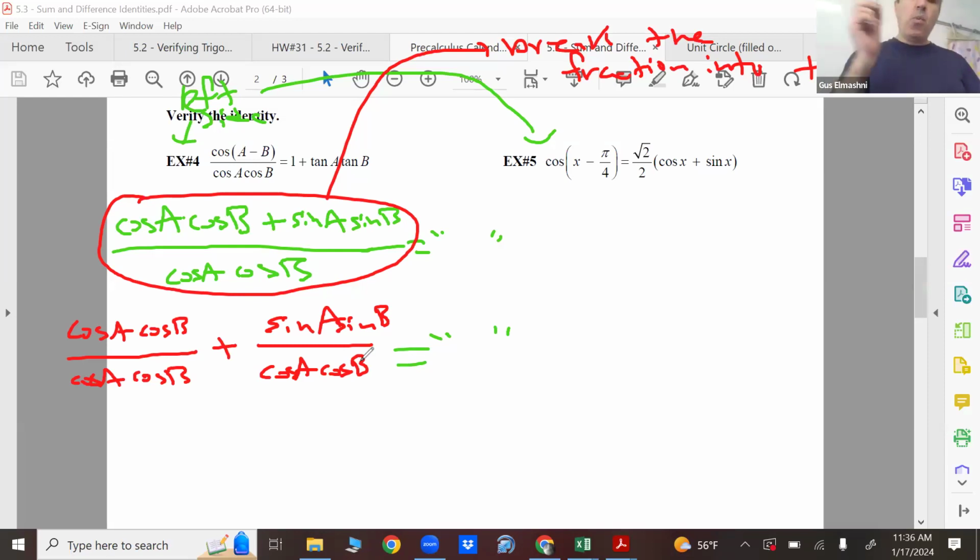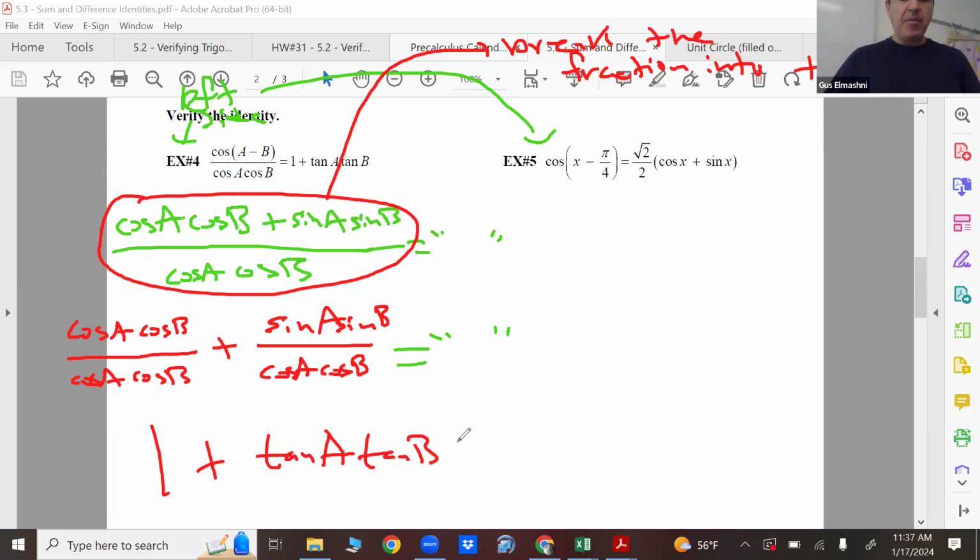Now, by doing this, what do you think happens to the first fraction? What does that become? One, yeah, because they cancel. And if you look at the second fraction, you have sine over cosine. What's sine over cosine? And then you have another angle with the same thing with angle B, sine over cosine. And it's verified.